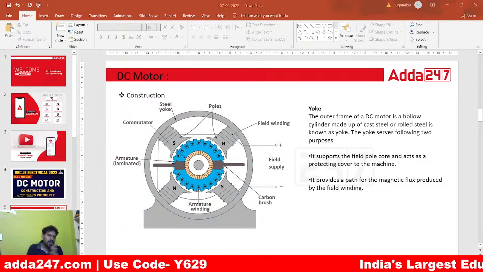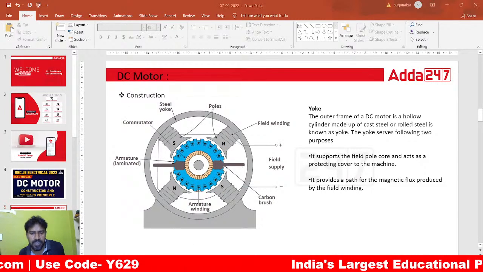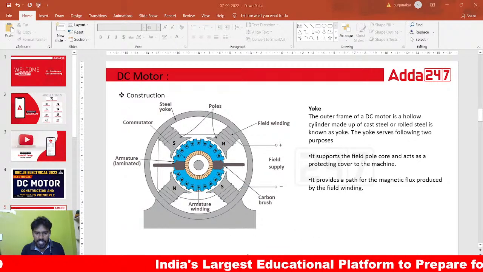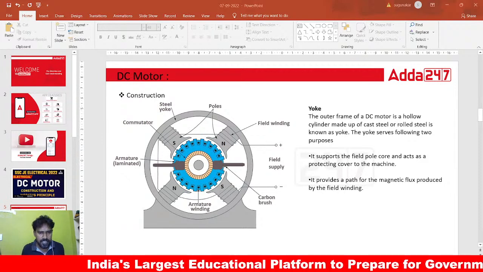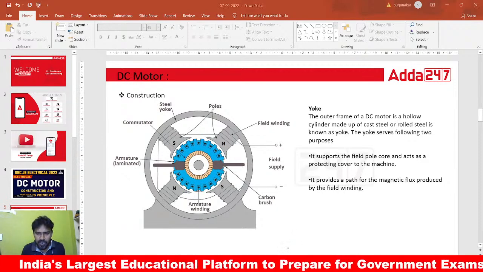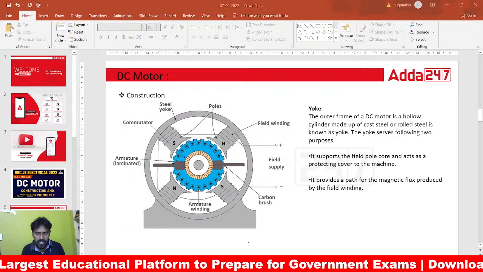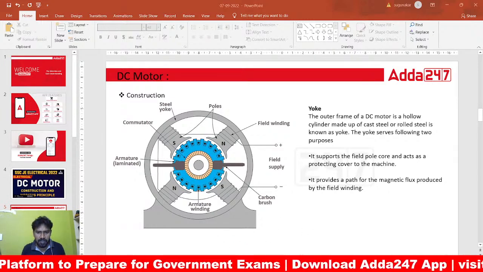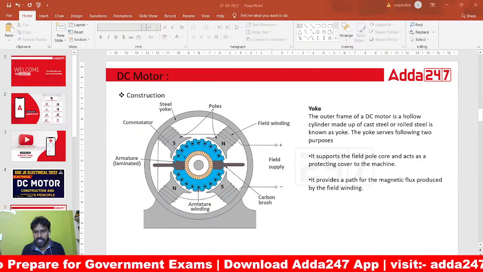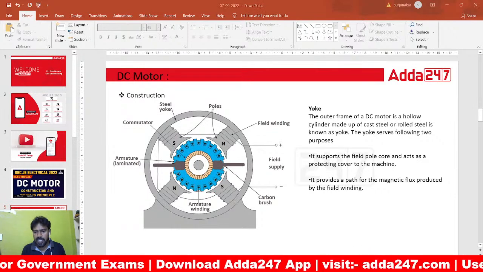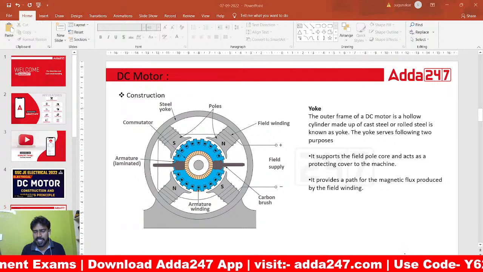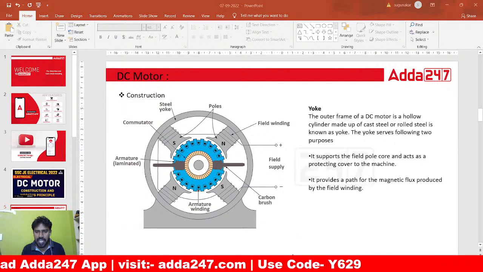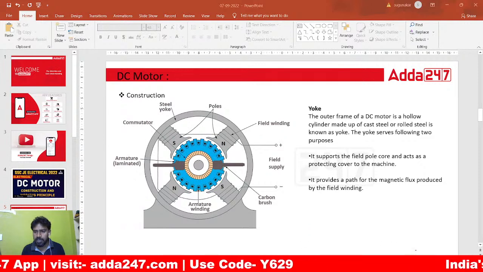So two types of armature winding are used in motors. One is wave winding, another one is lap winding. Maybe they will ask questions based on these wave and lap windings. For lap winding, A is equal to P. You can remember.